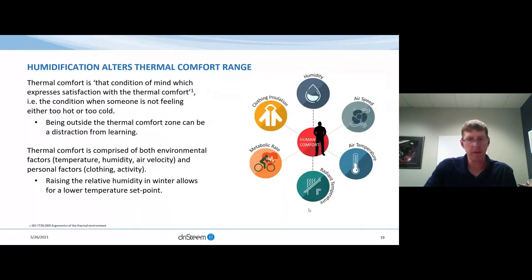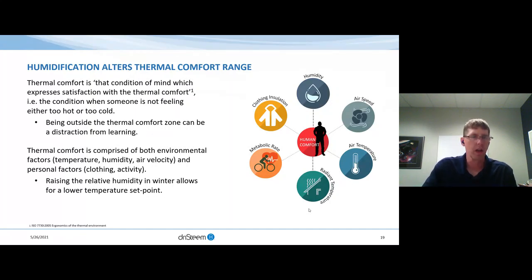So besides thinking about the human body, it's also thinking about this concept of thermal comfort. And so thermal comfort is that condition of mind which expresses satisfaction with the thermal environment. And there's a number of different factors that go into it, whether it's what clothing you're wearing, the temperature, how much air is moving around you, what you're doing in the space. And humidity is just one of those different pieces that goes into that concept of thermal comfort. And so if you're comfortable, again, it's not going to be a distraction from you trying to learn.